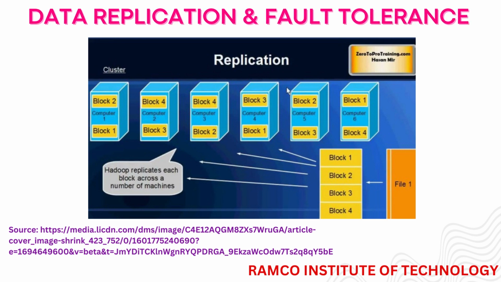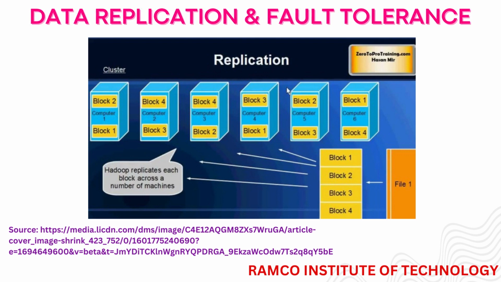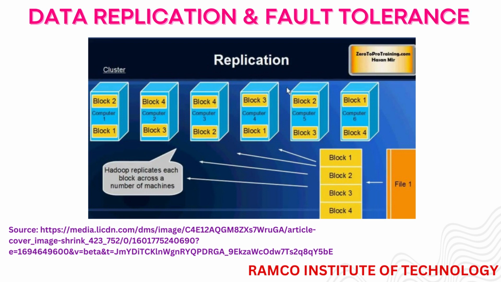In this diagram, we have a file and the data from that file gets split up into four different blocks: block 1, block 2, block 3 and block 4. Hadoop replicates each block across a number of machines. Here we have six different machines, and these machines are considered as the data nodes. All the machines are inside one single cluster. Hadoop replicates each block with a replication factor of 3 here, which means block 1 is replicated 3 times, block 2 is replicated 3 times, block 3 is replicated 3 times and block 4 is replicated 3 times.